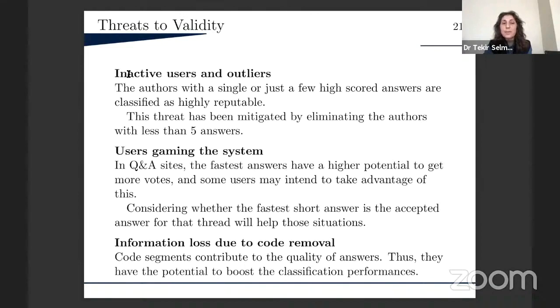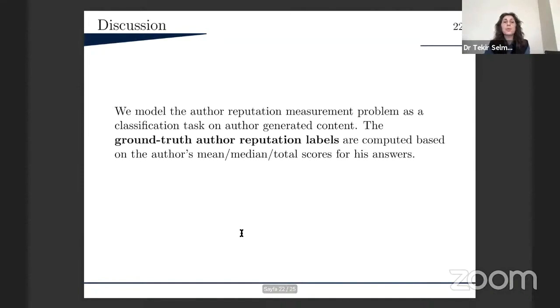What can be threats to validity? Maybe I can skip this. Users have a few answers, providing fastest answers. I can skip this in order to meet the schedule.